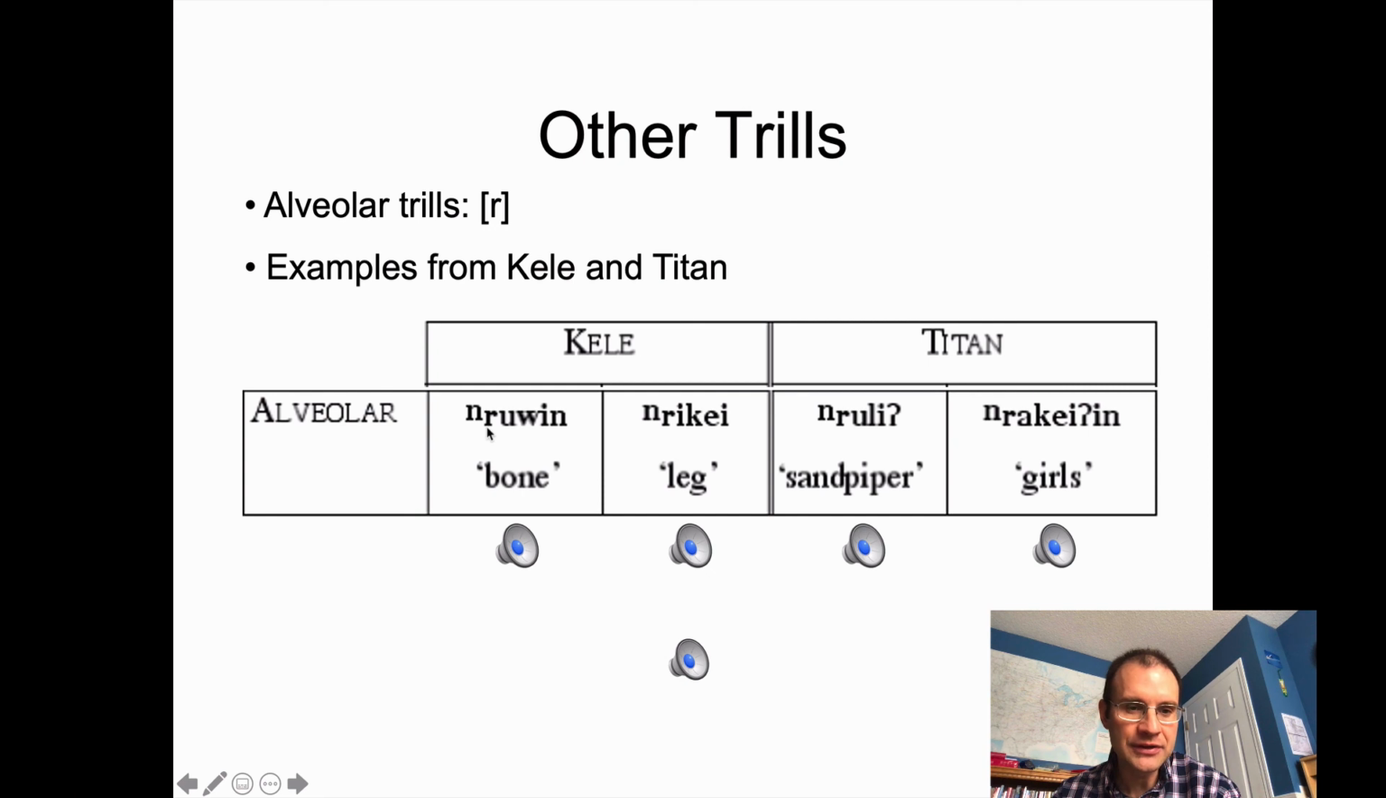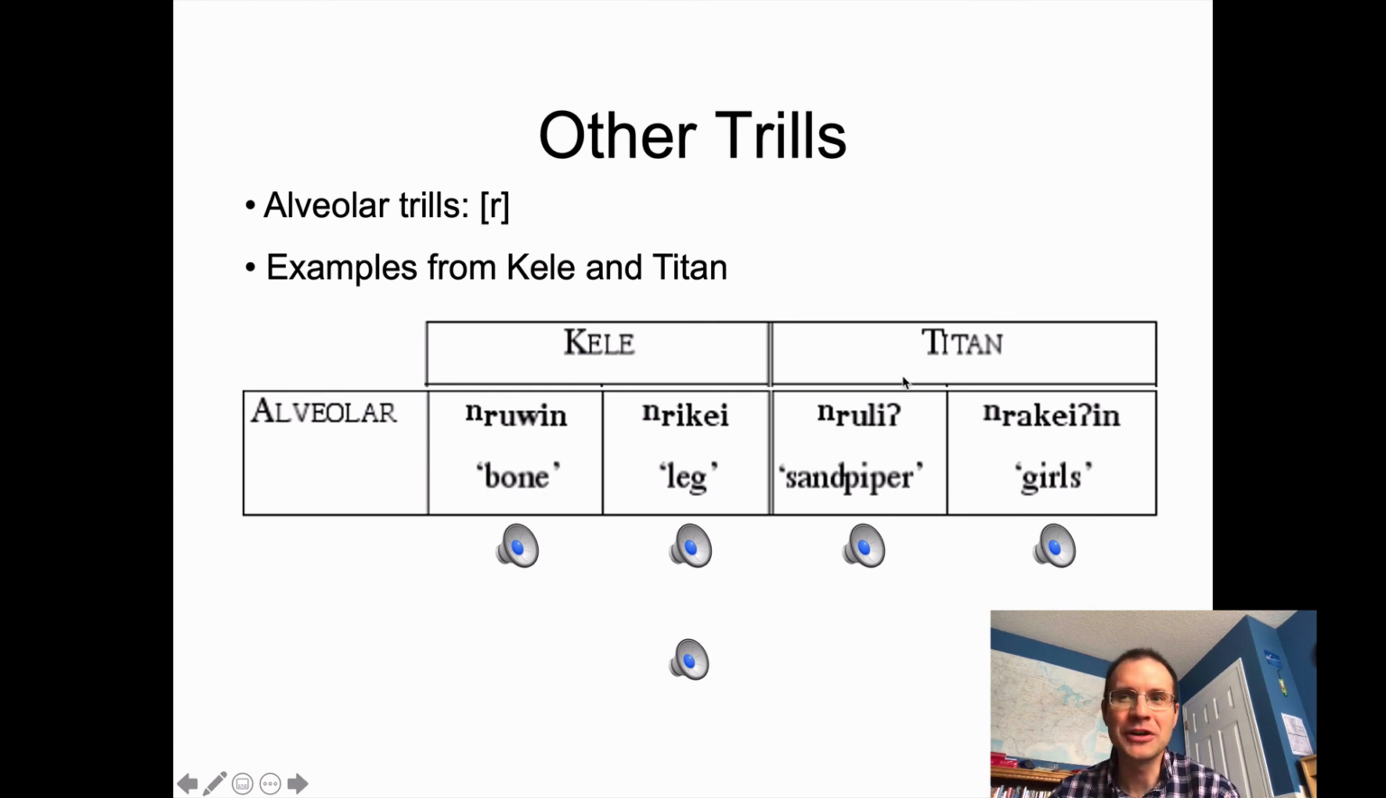So they have trills in initial position. These are also transcribed as being pre-nasalized, so you can try to nasalize on top of making these sounds. Just give it your best shot. Ruin, Rikei, Truin, Rikei, Treke, Rili, Trli, Rekein, Trakein.